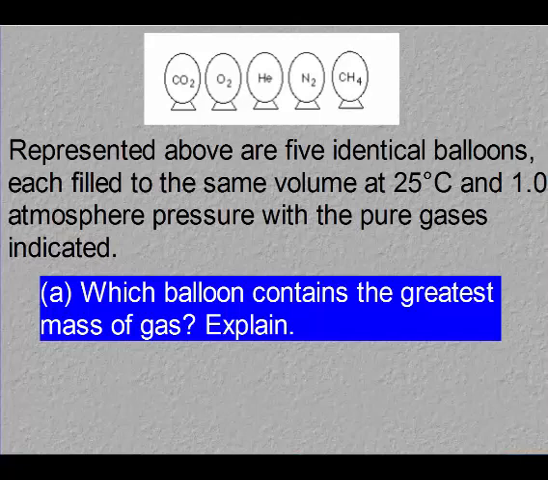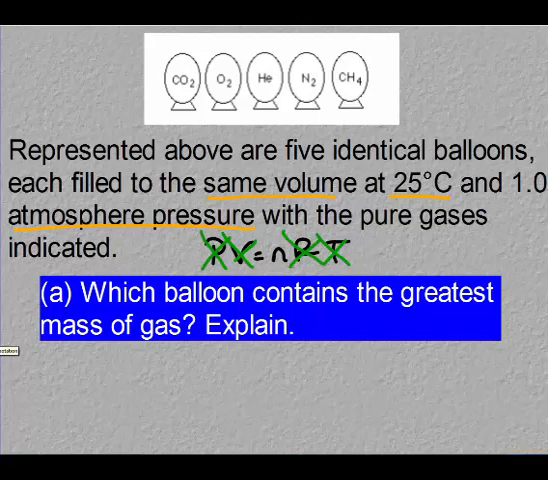All right, so for A, first we need to read that beginning section. It says we have 5 identical balloons. They all have the same volume, the same temperature, and the same pressure. So if we have PV equals nRT, and the temperature is the same, the pressure is the same, the volume is the same, and our R is the same because that's a constant, then the moles also have to be the same.